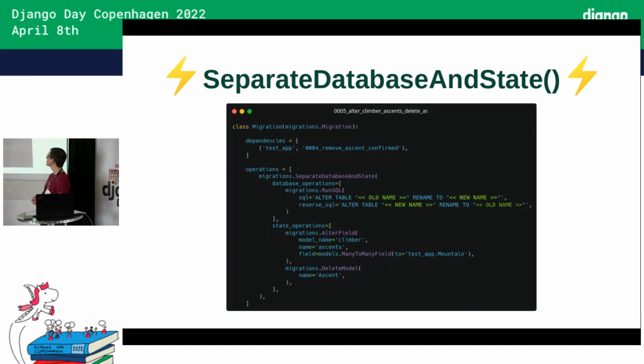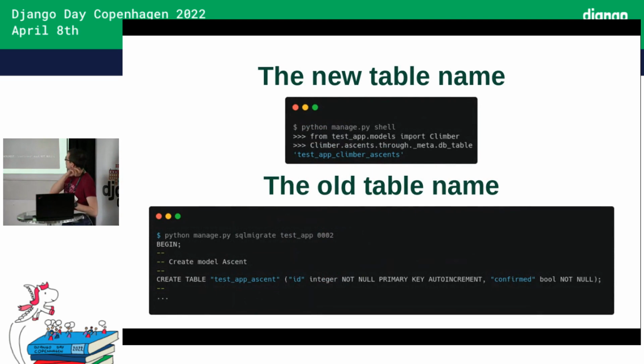One missing part are names for the table for the ascent model and for the auto-generated intermediate table. We can inspect them by checking _meta. So Climber is our model, ascents our many-to-many relation. When we do not define a through table, then Django implicitly creates a many-to-many intermediate table and many-to-many model for us. So through is a model. And as for any other model, we can inspect _meta and check db_table. That's how we figure out that Django for this auto-generated intermediate table expects the climber ascents table. We could do the same for the ascent model, but we already removed it.